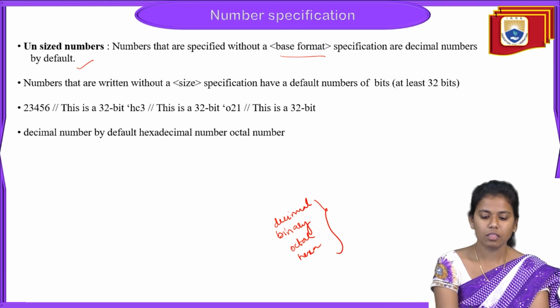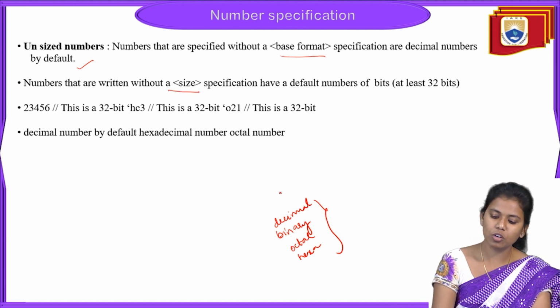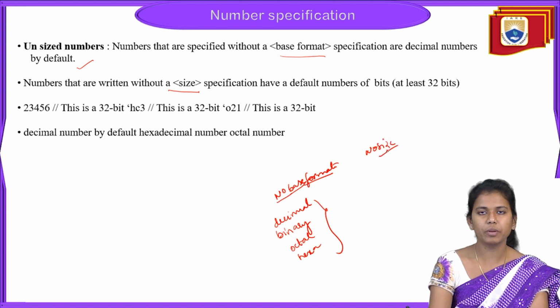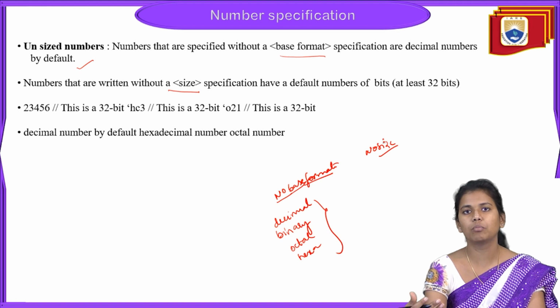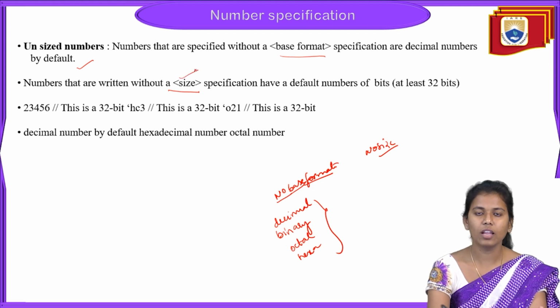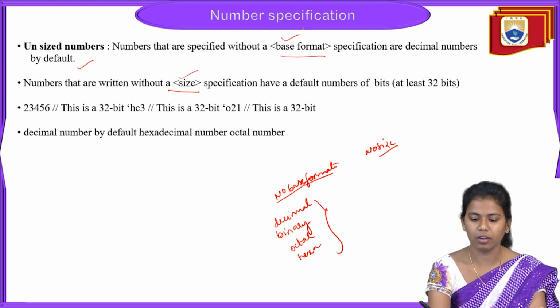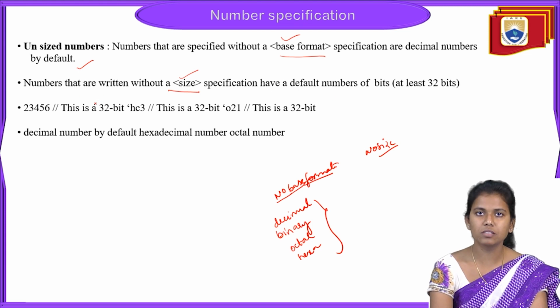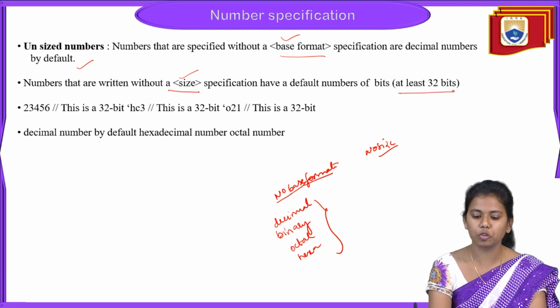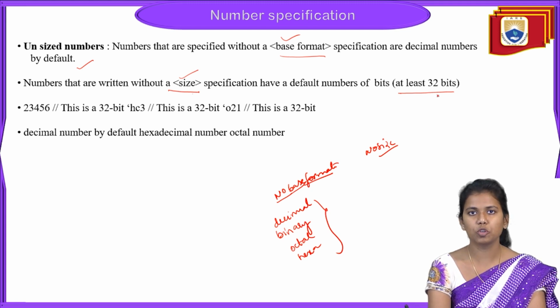Numbers that are written without a size and also without a base format. That means we can't tell how many bits that number has. So there is no size at all, and there is no base format at all. The numbers that are written without a size specification have a default number of bits, at least 32 bits. So in these unsized numbers, by default at least 32 bits of information will be there.